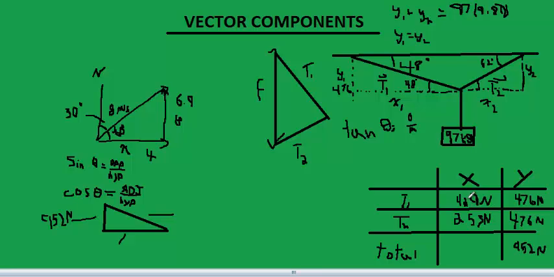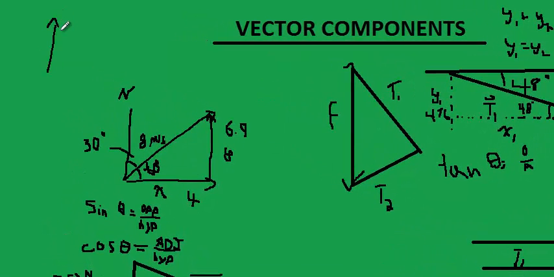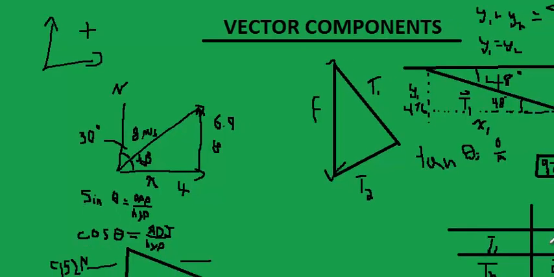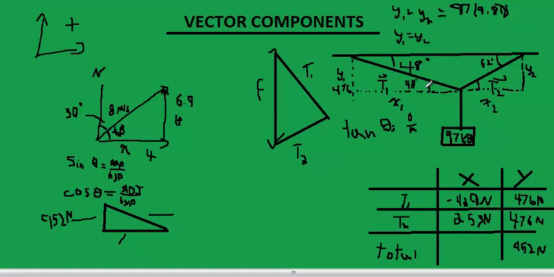Now, the tricky thing with vector components is we actually have to assign a positive and a negative direction. So we'll state that over here. We're going to say up as positive, and we're also going to say that right is positive. We'll indicate that with a plus sign up here. Because we designated right as positive, that makes this 429 newtons negative because it is actually acting in the western direction if we hold this true bearing.